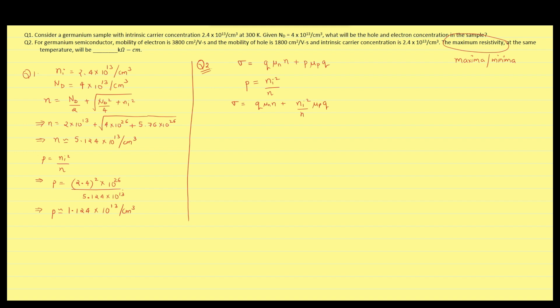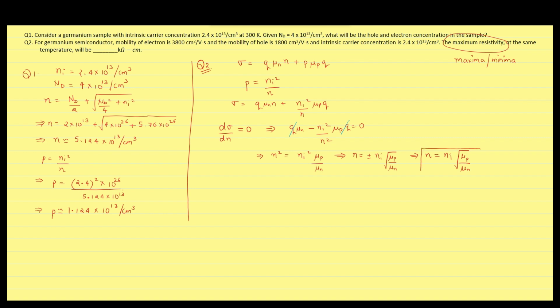Now, for finding the extreme values of conductivity, we have to find the differentiation of conductivity with respect to free electron concentration and find all the values where the differentiation becomes 0. Negative sign makes no sense at all, since concentration cannot be negative. Therefore, we have the extrema at free electron concentration equal to intrinsic carrier concentration multiplied by under root of mobility of hole divided by mobility of free electron.